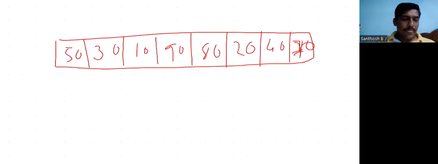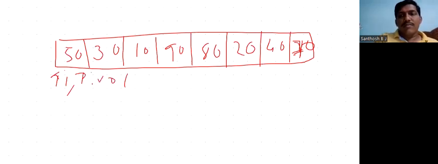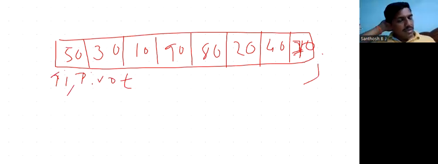So first we will consider the I value and the pivot value, and the final one is the highest, J. Using this, we divide the array into two parts, a left sublist and a right sublist, with the pivot value. We consider 50 as the pivot value.